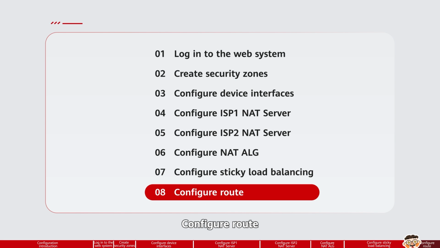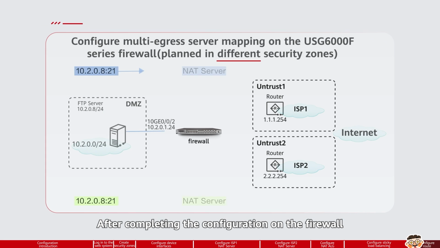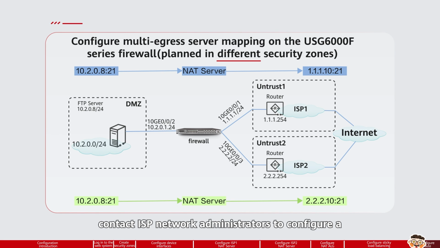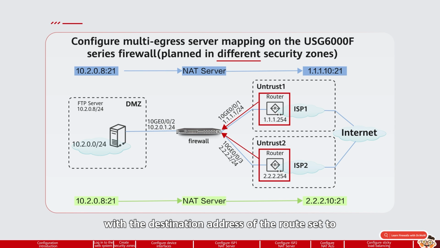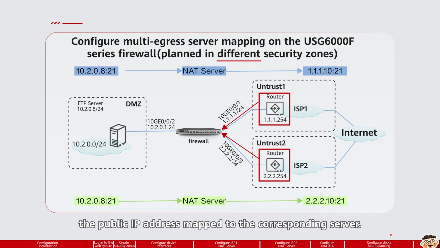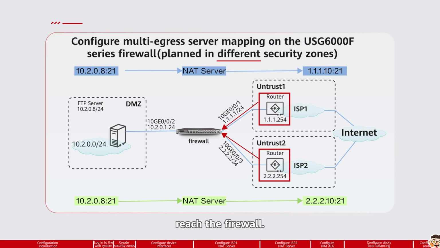Configure route. After completing the configuration on the firewall, contact ISP network administrators to configure a static route on their respective egress router connected to the firewall, with the destination address of the route set to the public IP address mapped to the corresponding server. In this way, the traffic destined for the intranet server can reach the firewall.